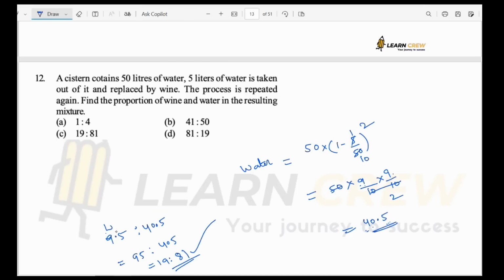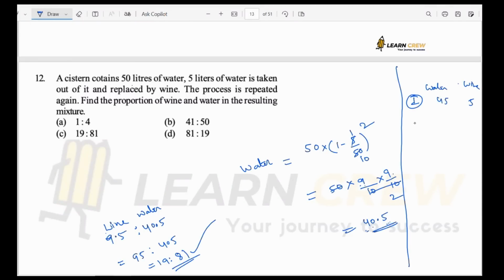Wine to water, so what I have calculated is the same thing. This is wine, this is water. A cistern contains 50 liters of water. Initially you have water 50. When 5 liters of water is taken out, practically explaining, it is like this. 5 out of 50 has gone, so what percentage? 10%. At the end of the first operation, you have water 45 and wine 5.